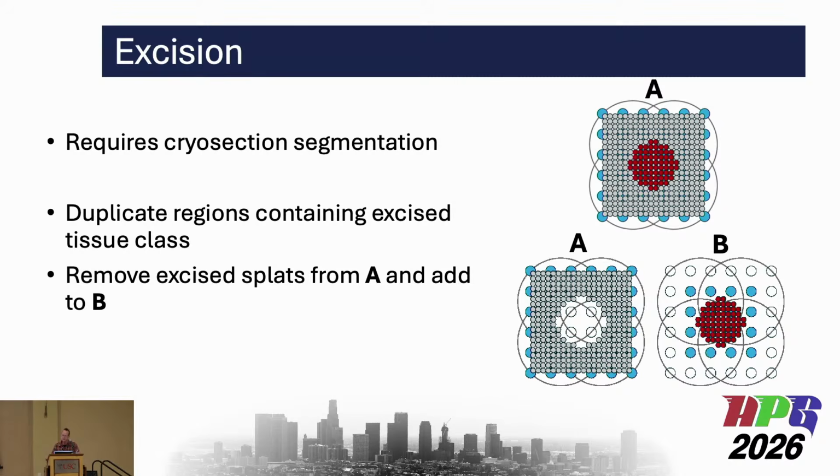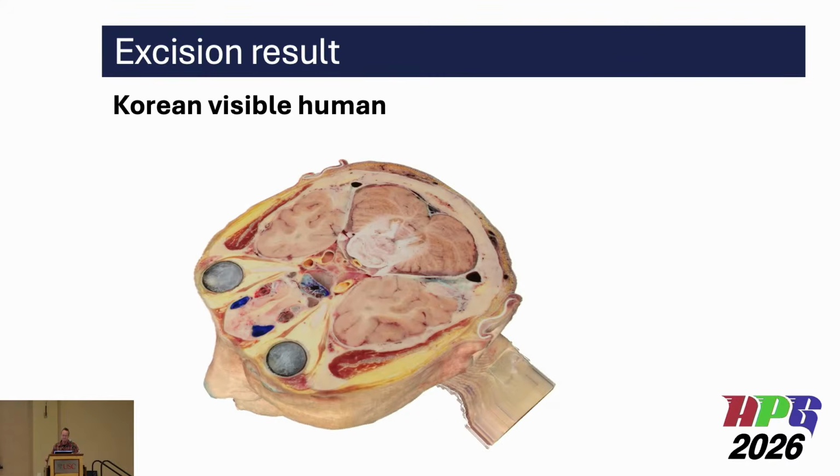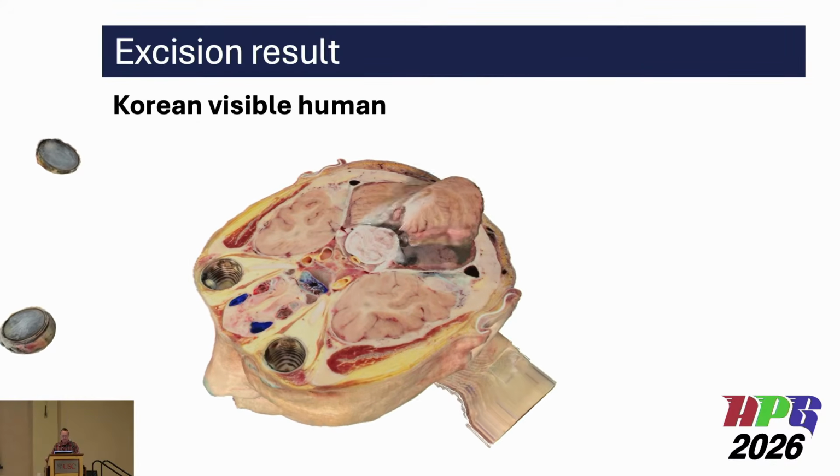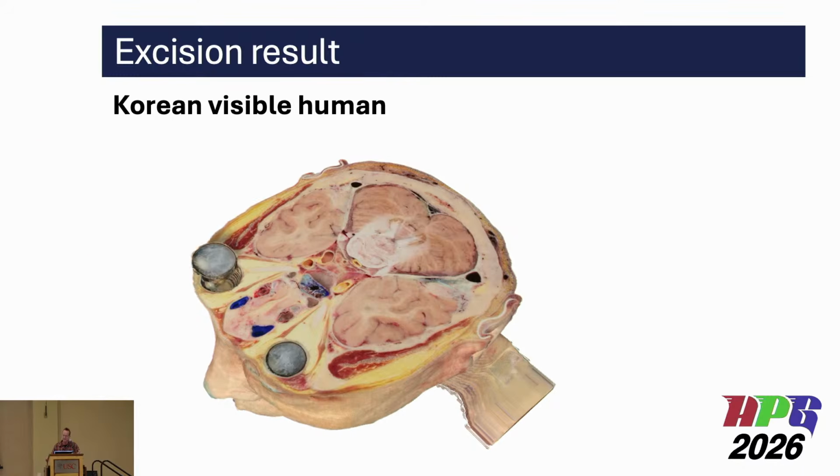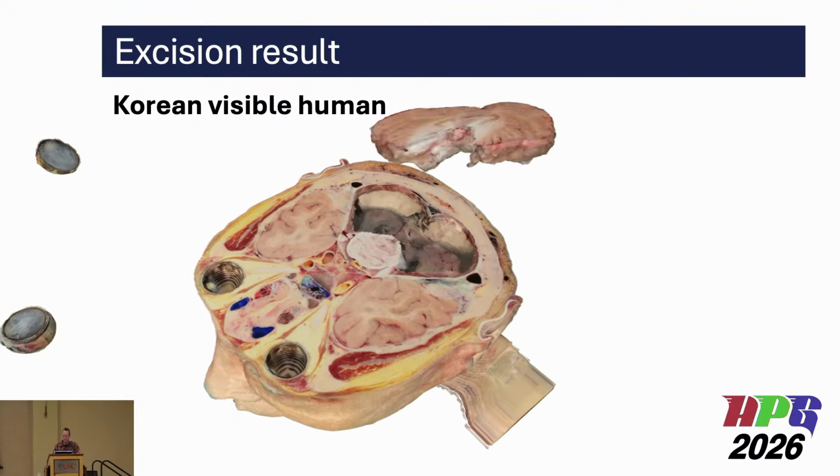Excision uses region duplication like cutting does. The excised class, shown as red splats here, is subtracted from A and unioned with B. As a result, B is a homogeneous region containing only a single tissue class. We use the tissue class SDF when excising to initialize the SDF for the splats in regions B, and also to initialize the SDF of the hole left in regions A. And here's what excision looks like in action as the eyes and then the cerebellum are removed.